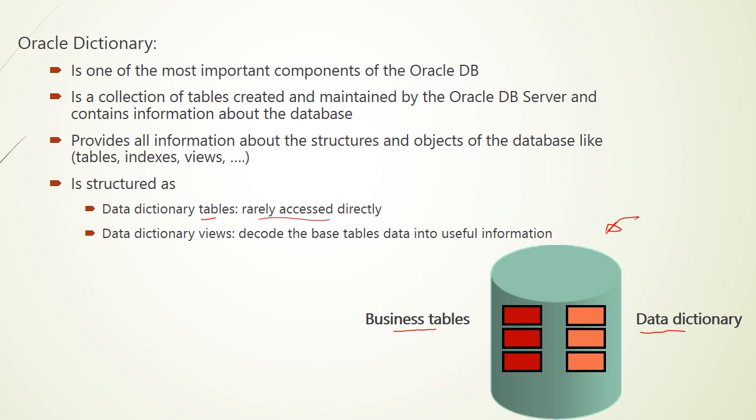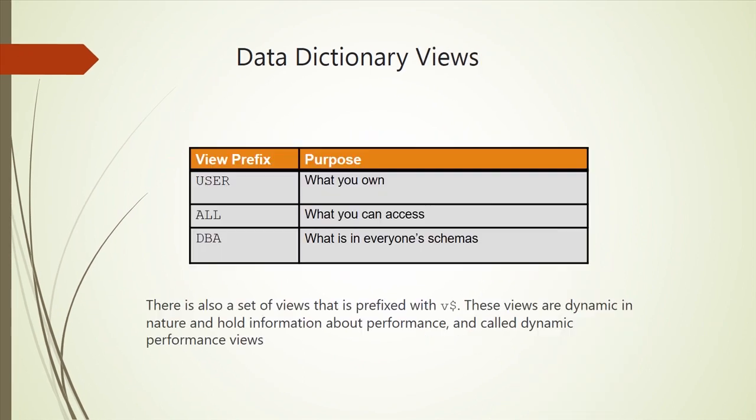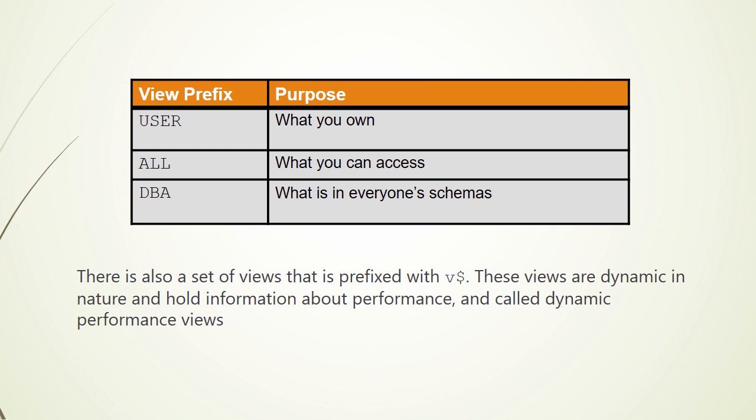Oracle Data Dictionary tables are built-in tables created automatically during the creation of the database, while business tables are created by the end user, the DBA, or the application developer. So as we said before, Oracle Data Dictionary is structured as data dictionary tables and data dictionary views. Data dictionary tables are rarely used directly, while Oracle Data Dictionary views decode the information stored in Oracle Data Dictionary tables into useful information. Most of Oracle Data Dictionary views start with either user underscore, all underscore, or DBA underscore.